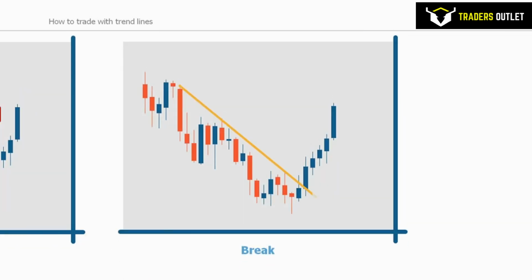Or you can also wait for the price to break through the trend line and trade the breakout. In this case, you wait for the price to break through the trend line and go long. Again, you put your stop loss on the other side of the trend line.